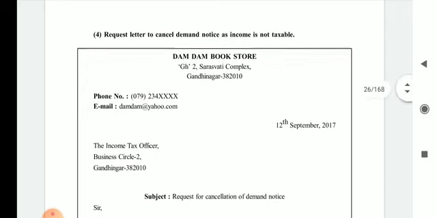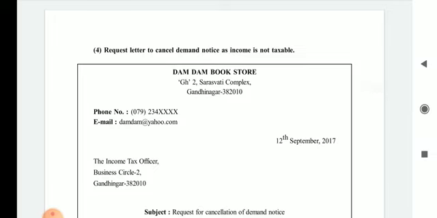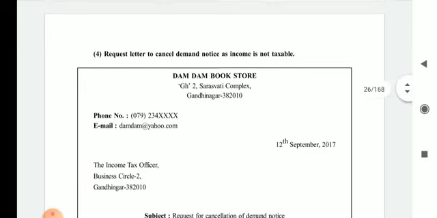Next, request letter to cancel the demand notice as income is not taxable. Here you have received a notice from the income tax department. Your income is very low and you are not paying tax, but then you have received a demand notice from the income tax department, which is a very odd situation while you are running a particular business.